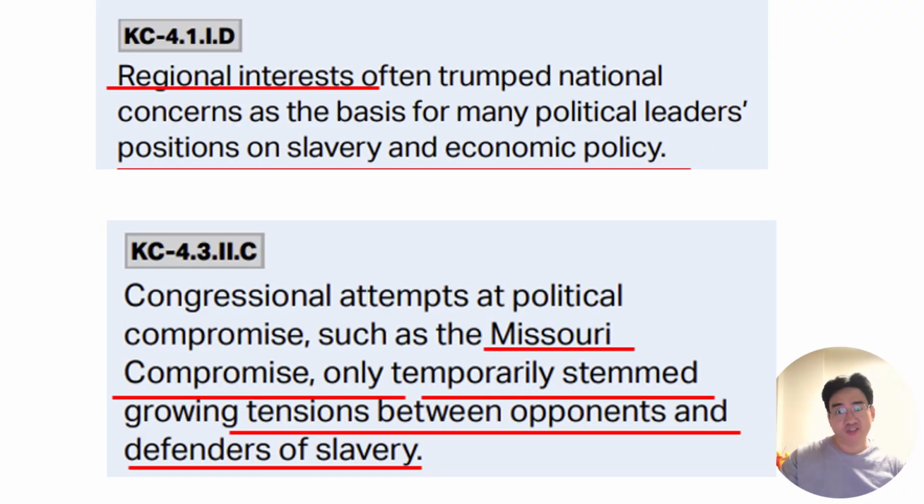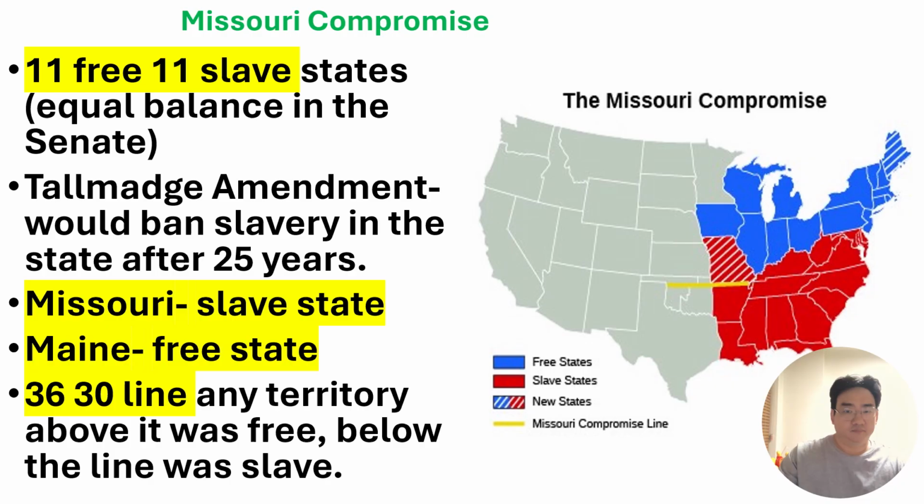Let's get back to the regional interests. Regionally, some people in the North, called abolitionists, want to ban slavery in the Westward Territory. In the South, they obviously want to keep slavery. So these are the regional interests that they have, and the fighting is going to be put off with this thing called the Missouri Compromise.